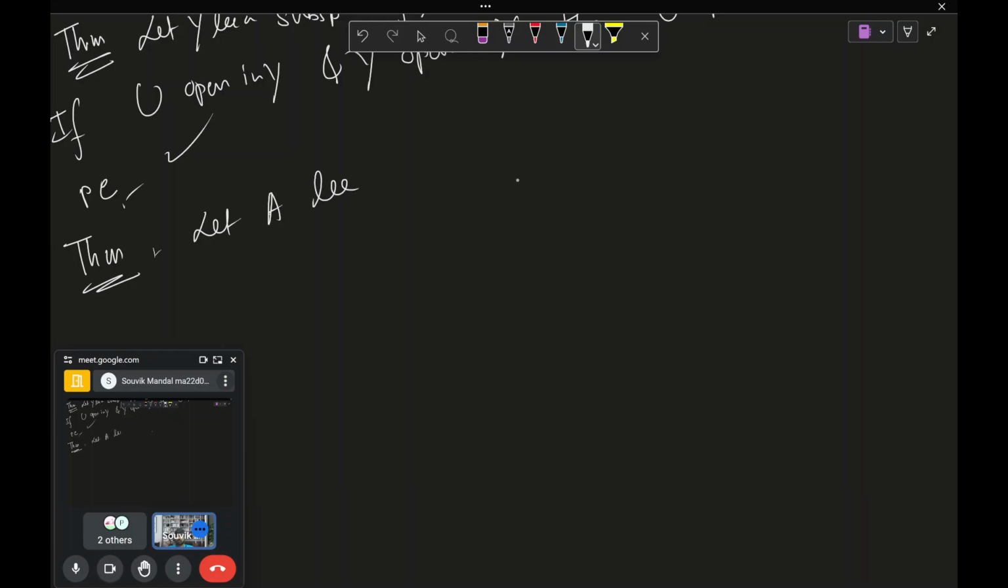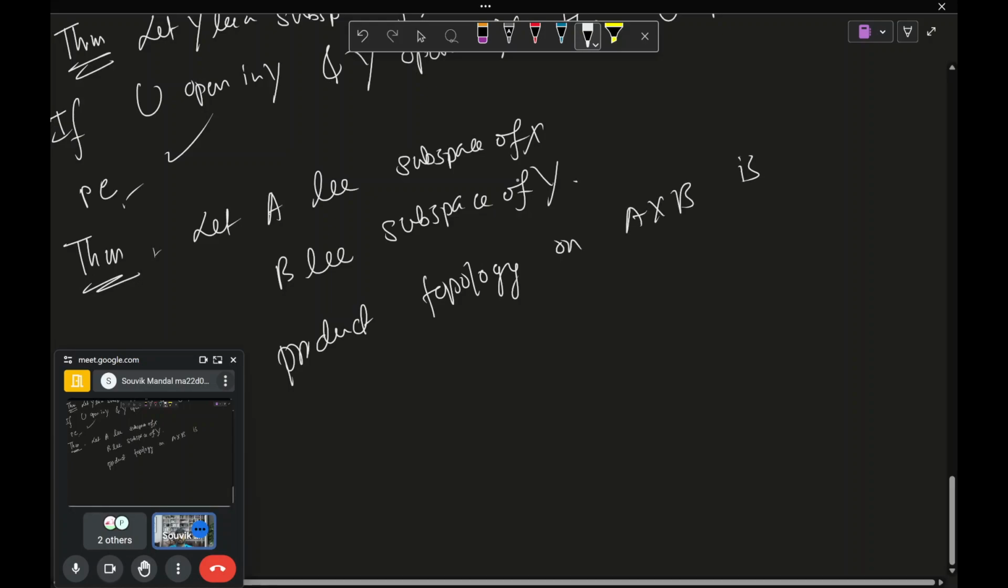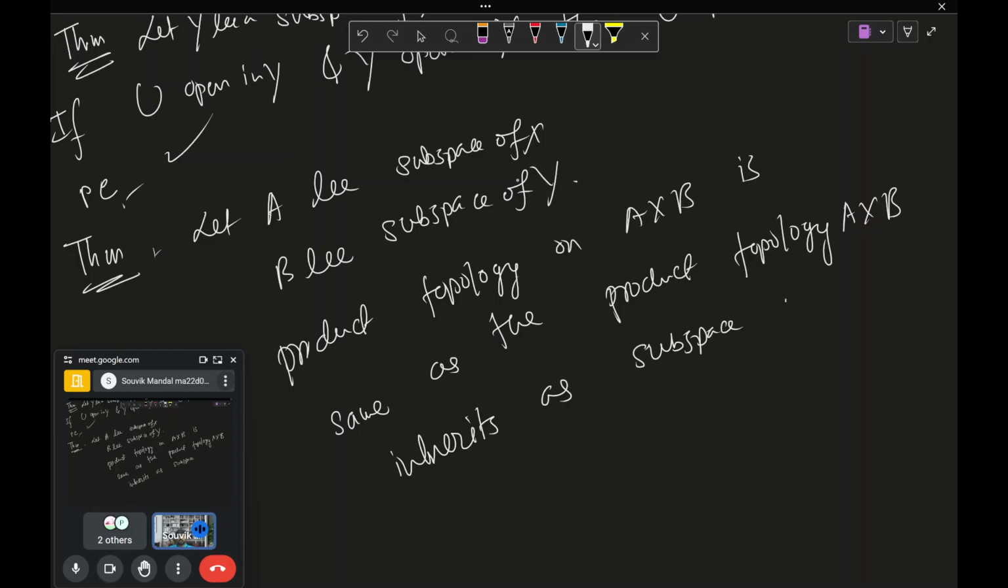Let A be a subspace of X and B be a subspace of Y. Now the theorem is that the product topology on A cross B is the same as the topology A cross B inherits as a subspace of the product X cross Y. It is a natural guess, not a very difficult theorem. So try it by yourself first.